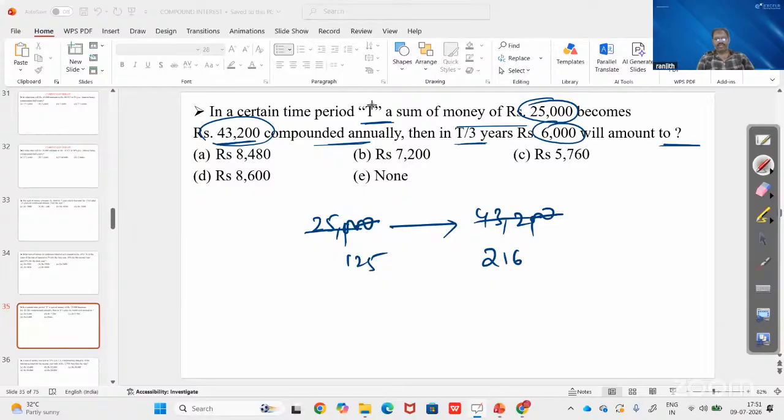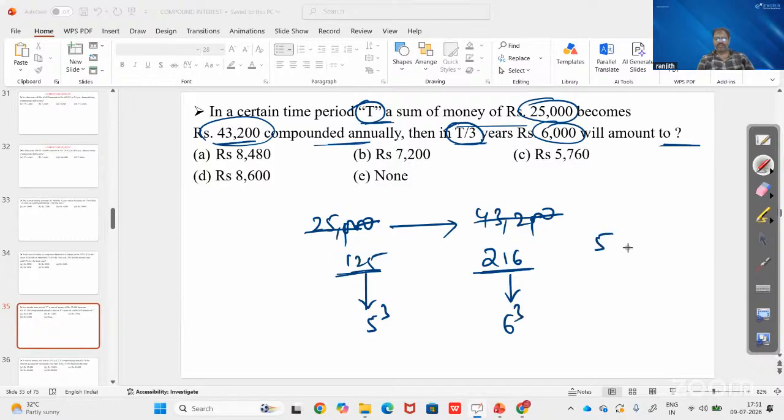So that is initially T amount. We need to find out T by 3 years. So this is 125, it is 216. So if I write T by 3, it is nothing but 125 and 216, it is the cube root of 5 cube and the cube root of 6 cube.